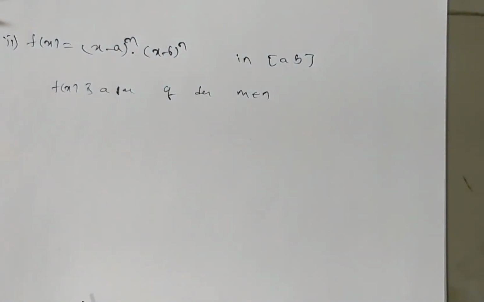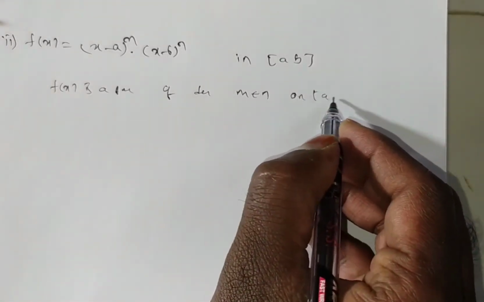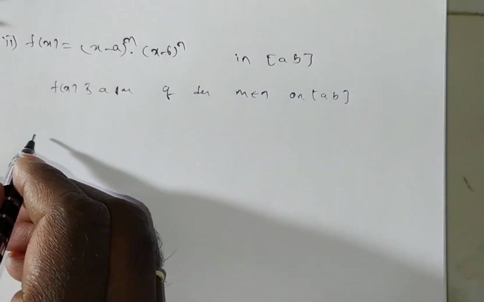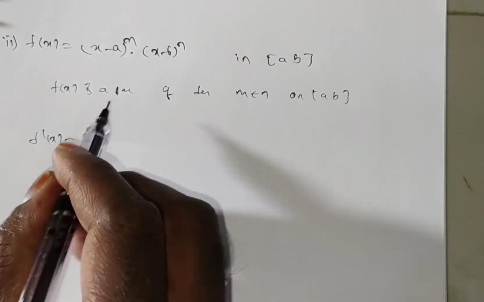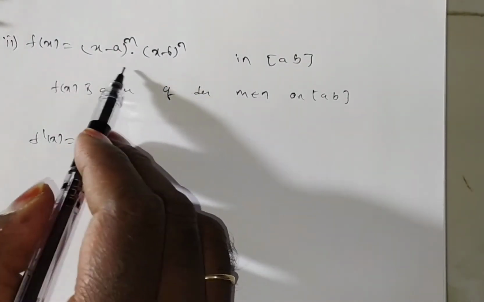Every algebraic polynomial is continuous, which is continuous on the closed interval [a, b]. First condition is okay. Now go for the second condition, that is, find f'(x). We have a product of two functions.